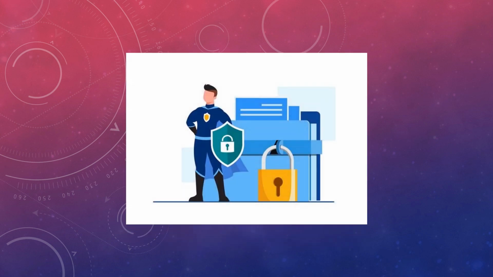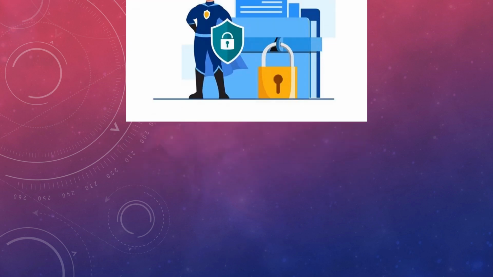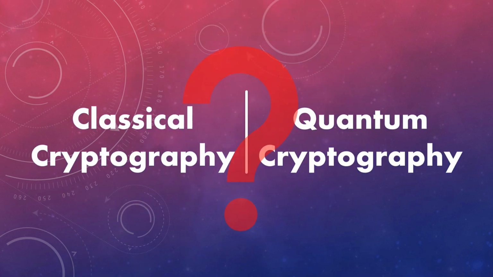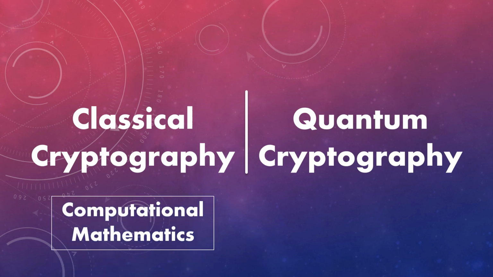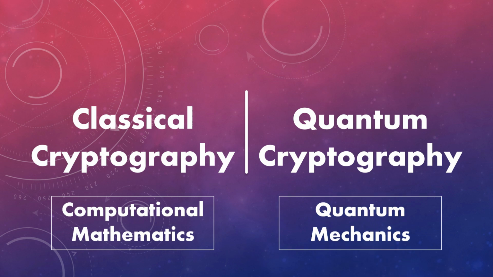Experts in the field use cryptography to protect the information from unauthorized access, ensuring the integrity and authentication of the data. What's the difference between classical cryptography and quantum cryptography? Classical cryptography is based on computational mathematics, and quantum cryptography is based on quantum mechanics. Let's break it down into classical cryptography versus quantum cryptography with an example.